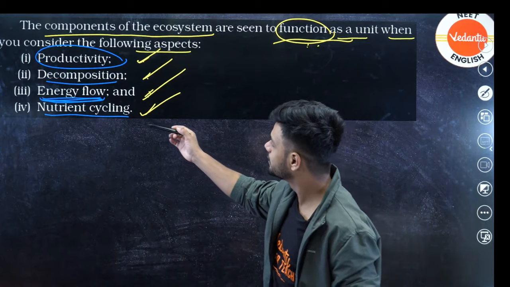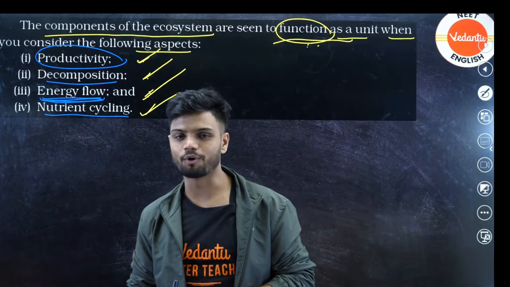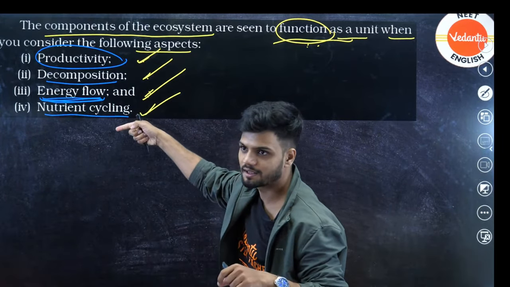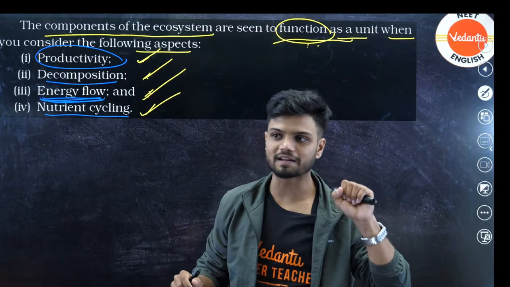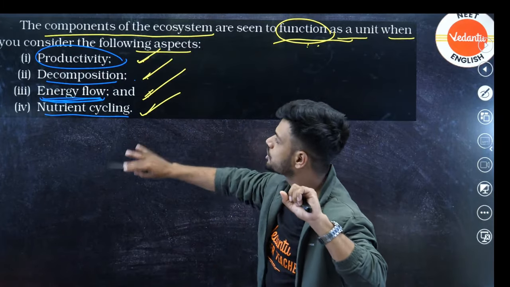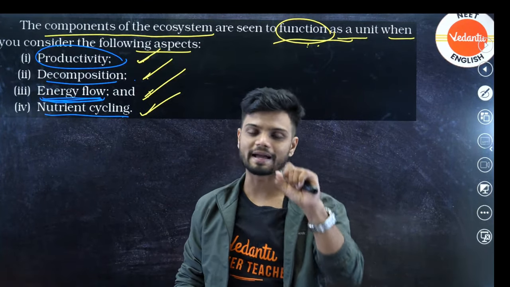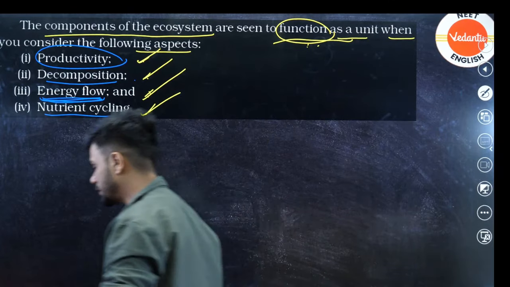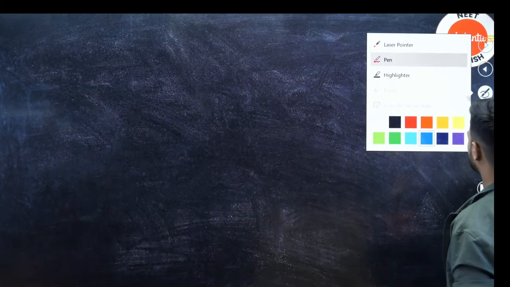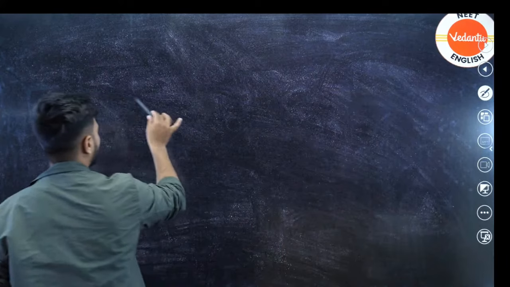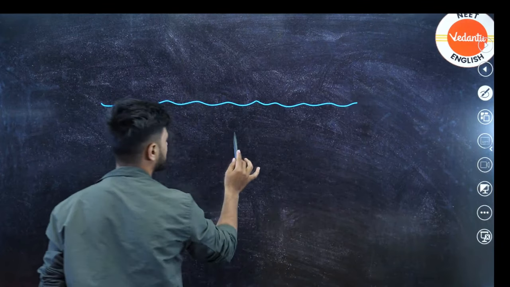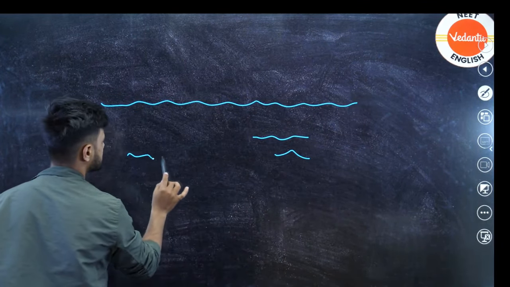Before I make you understand, I will draw a small diagram to explain all of these points. So all of you draw the diagram with me. To make you understand productivity, decomposition, energy flow, nutrient cycle, I will draw one diagram. All of you take your book. Now, let's color, which color? Light blue. Students, imagine this is a pond. We have a beautiful pond here. Yes, this is a pond.